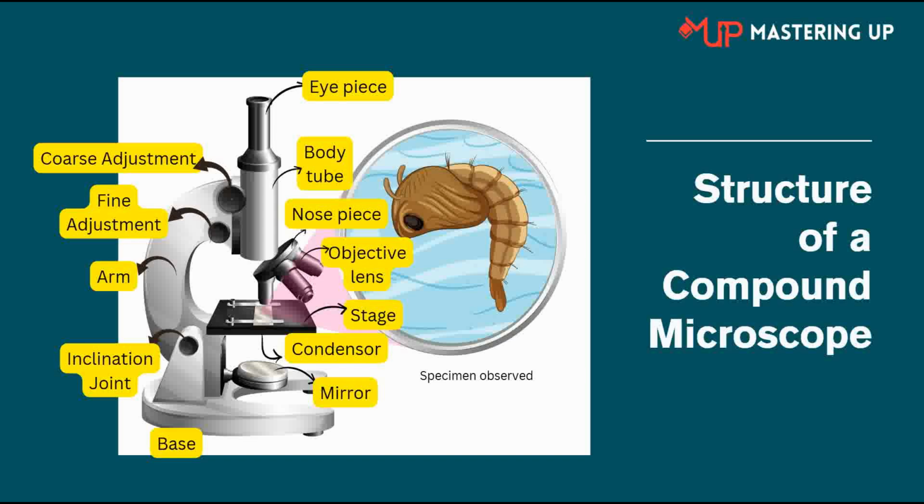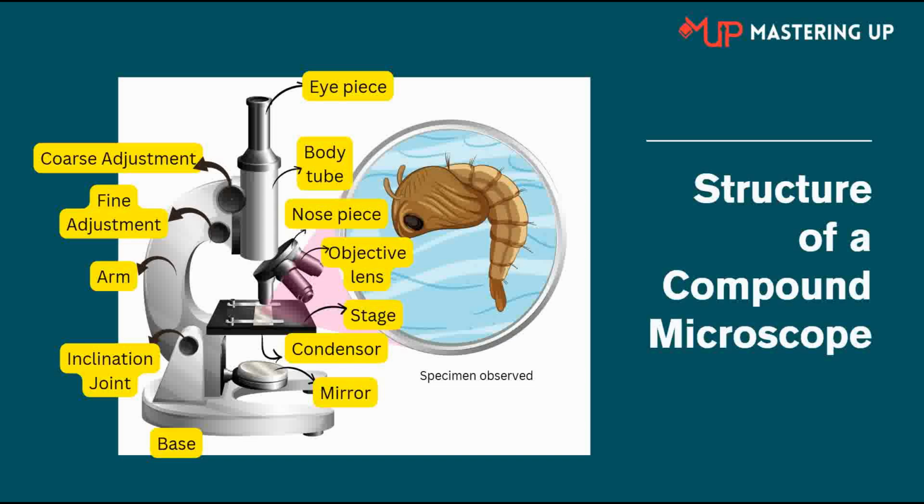Later you can see the stage. It is a platform with a hole at the center. The light falls on the object through the hole. The slide is placed on the stage. And you can see two stage clips which hold the slide firmly on the stage.